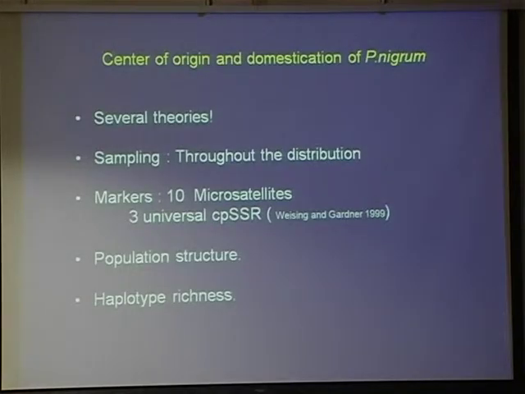Then going to my main question, I looked at several theories which say Piper nigrum has originated in the Western Ghats, some say the Southern Western Ghats, and some say it has come from the Moluccas Islands in Southeast Asia. So I'm thinking of sampling throughout the distribution where wild Piper is found. I've screened some microsatellite markers for that, around 10 nuclear and 3 cpSSRs. Then as a starting point, I'll look at the population structure and at the areas where more haplotype richness is found.